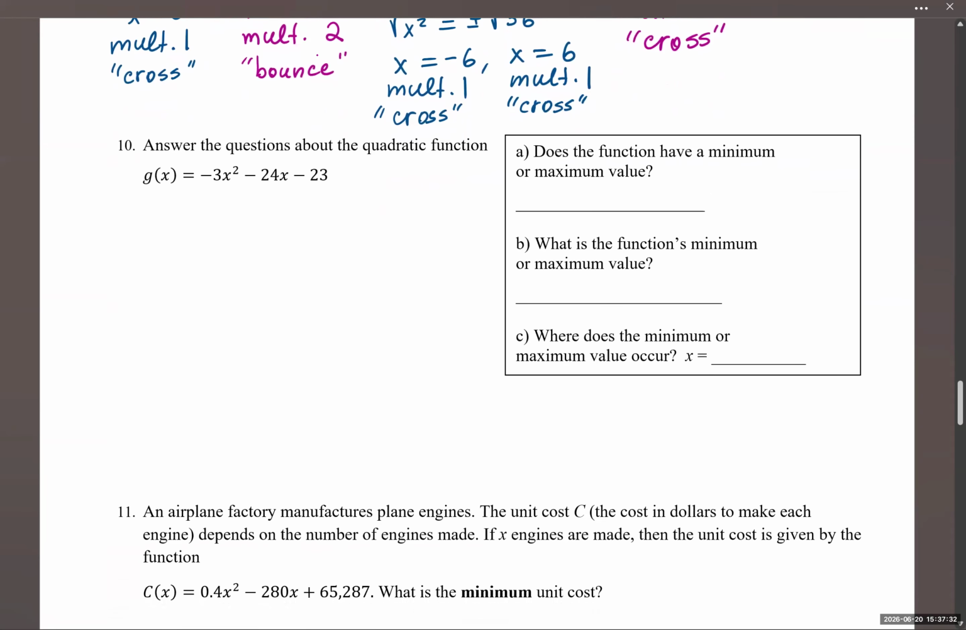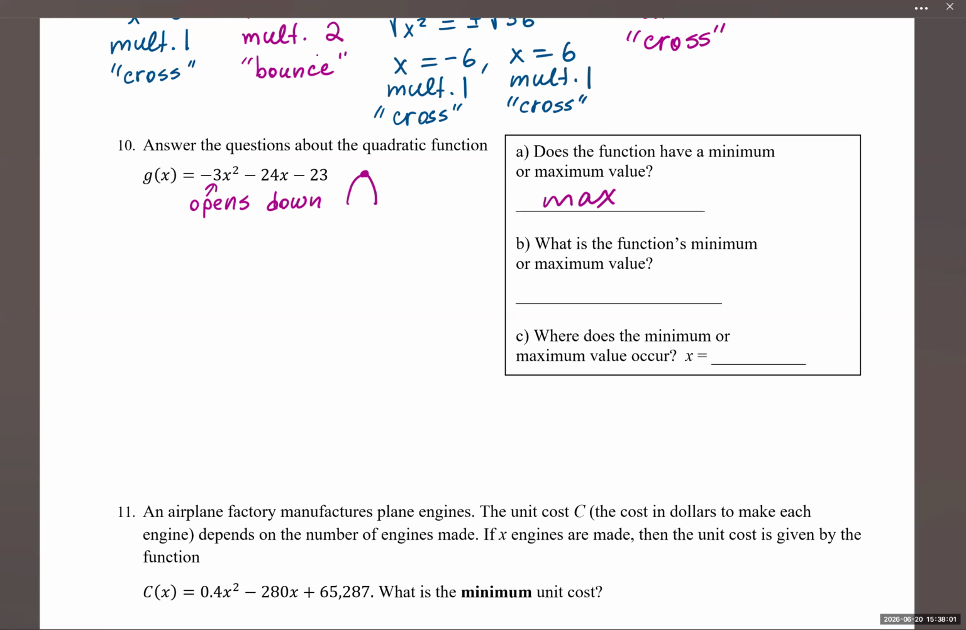Number 10, we're analyzing a parabola. We need to figure out whether this parabola has a minimum or a maximum value. That's determined by the leading coefficient. So this negative 3 means that the parabola opens down, so it looks like this, which creates a maximum. So this is a maximum.